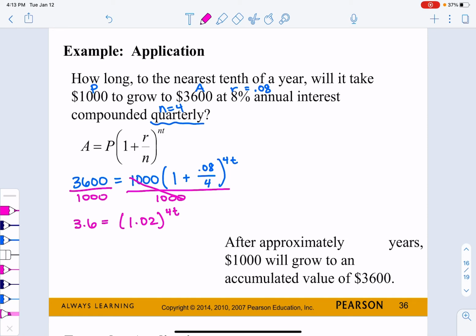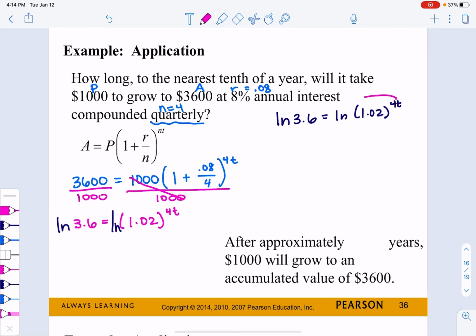Now from here, in order for me to start using those logarithmic properties, we need to take the natural log of each side. So I'm going to take the ln of this side and the ln of that side, if you're okay with me squeezing it in. So now, if I have ln of 3.6 is equal to ln of 1.02 to the 4t, now I can take my exponent and drop that down in front. So ln of 3.6 is going to equal 4t times the ln of 1.02.